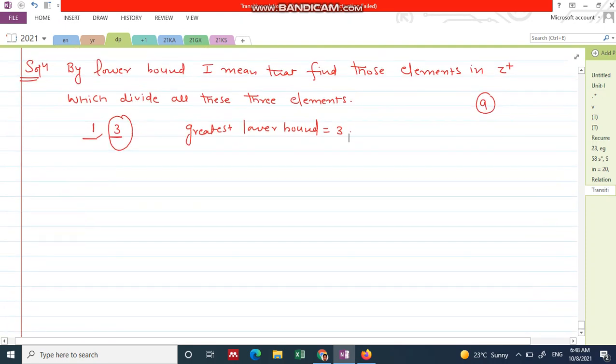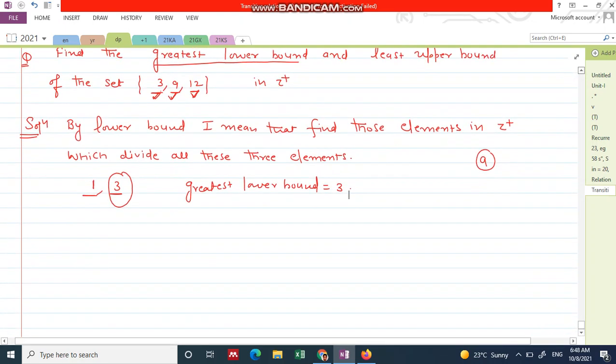Now we want to find the upper bounds. See, an upper bound is actually that element to which all these three elements divide. Okay, I mean we want to find that x such that this x is divisible by 3, 9 and 12. So what is that element which is divisible by all these three elements?